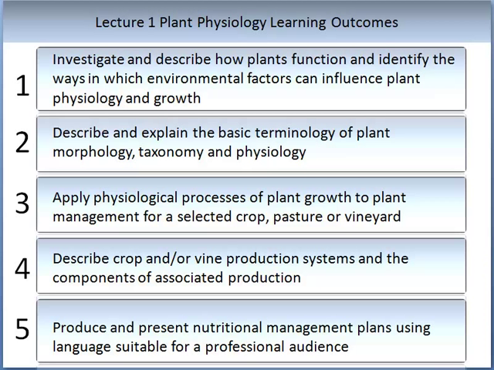There are 5 learning outcomes for this subject. The first 3 are the most essential and where most emphasis will be applied. These are to investigate and describe how plants function and identify ways in which environmental factors can influence plant physiology and growth. You will learn how to describe and explain the basic terminology of plant morphology, taxonomy and physiology. And you will apply physiological processes of plant growth to plant management of a selected crop, pasture or vineyard.